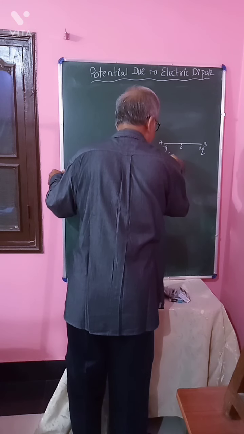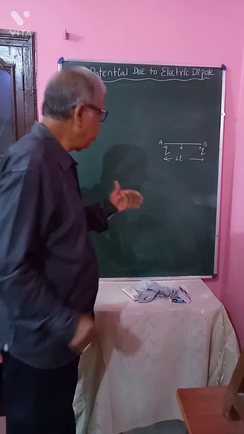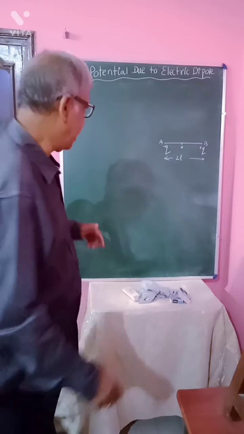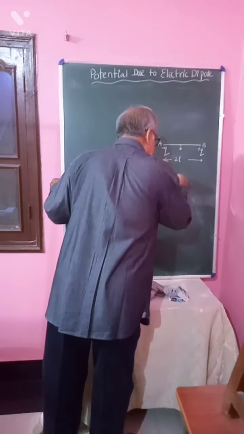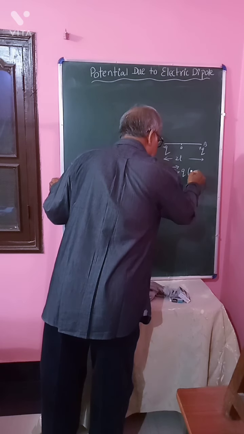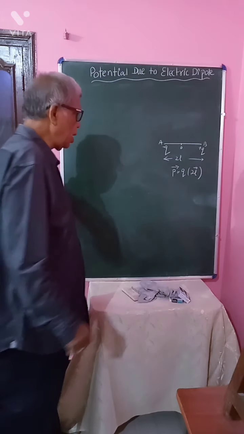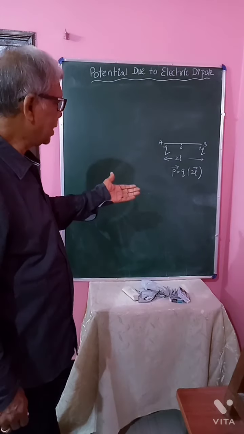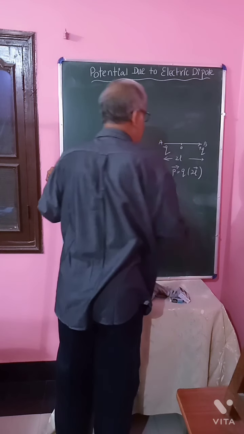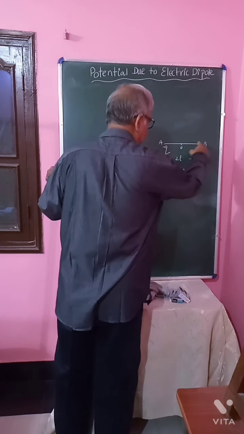The dipole has length 2L, and the dipole is characterized by the dipole moment, which is defined as the product of charge and separation between the two charges. It is a vector quantity directed from the negative charge to the positive charge. This is the direction of the dipole moment. The 2L vector is directed from point A to point B.